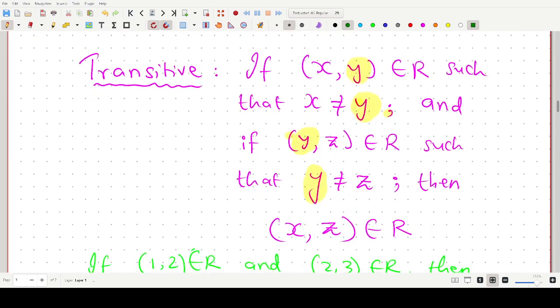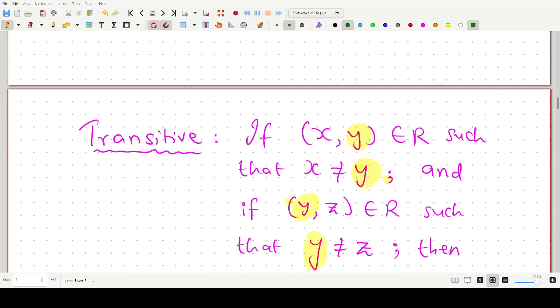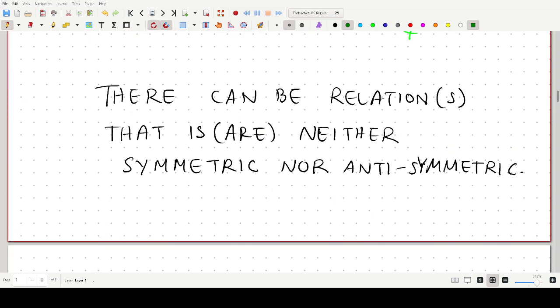and a transitive relation. Hey, by the way, we also have rediscovered, or maybe we are trying to recall this fact again and again, that a relation may be symmetric or it might be anti-symmetric. Also, there can be some relations which are neither symmetric nor anti-symmetric.